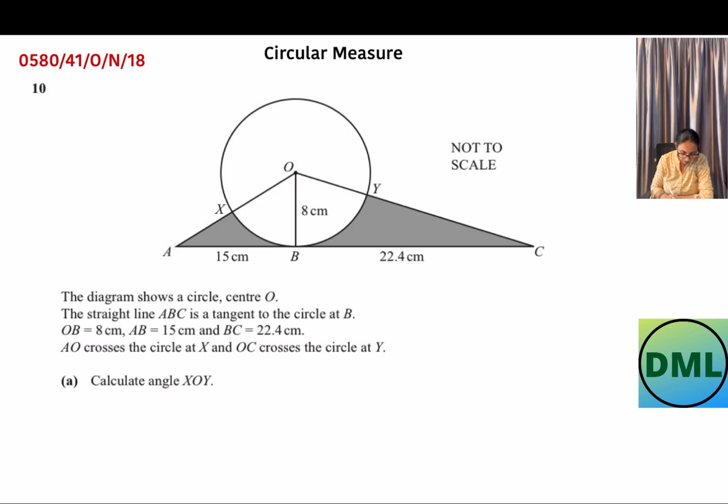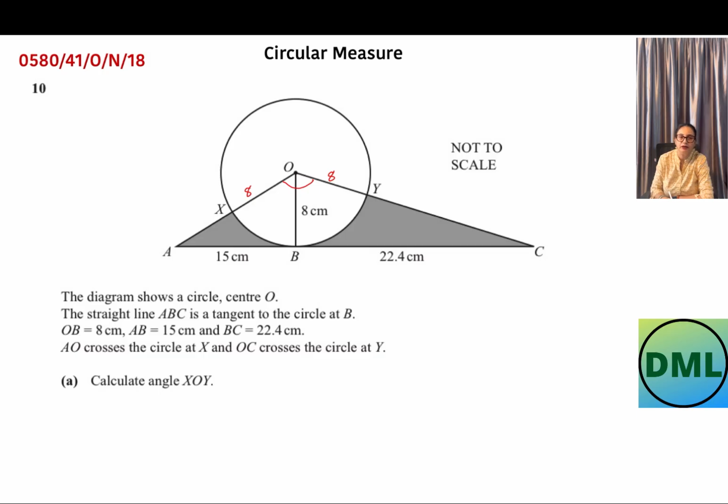Calculate the angle XOY. I need to calculate the angle XOY. That means I need to calculate this angle. This is the radius of the circle, 8 centimeter, which is the same as this and the same as this part also. Let's write down here. This is our length 8 and 8, which is the radius we have. I need to calculate this complete angle XOY.